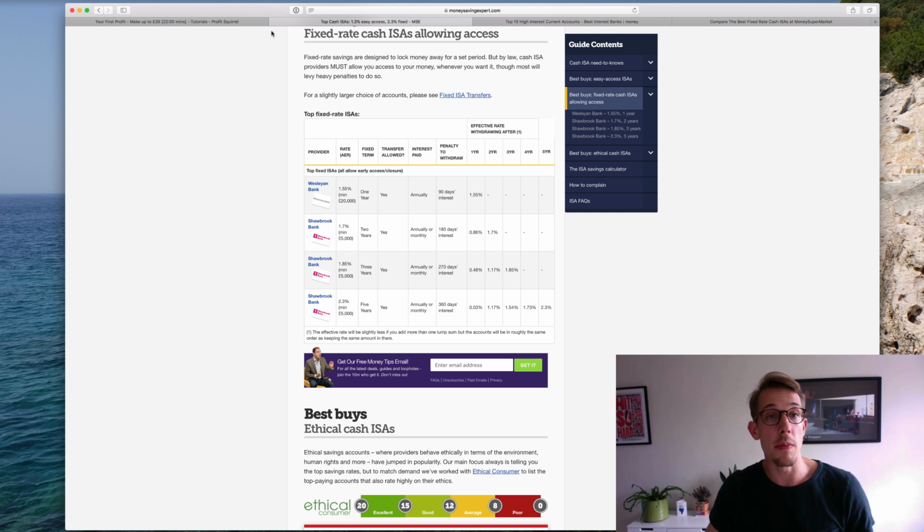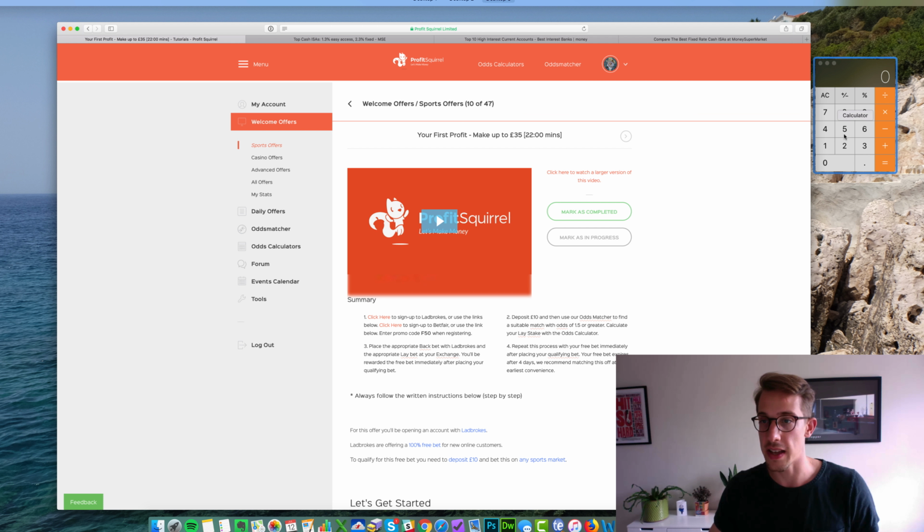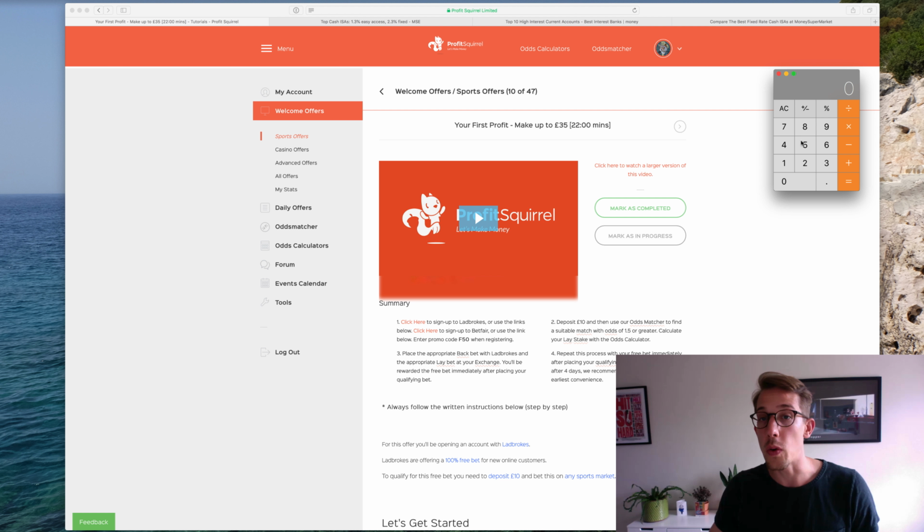If you had a smaller amount to get started with and you were to do this first bet with that smaller amount, so say you did it with the £40, then I reckon you'd probably make about £10 to £15 profit.